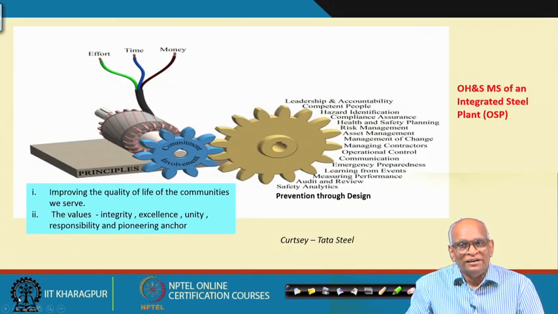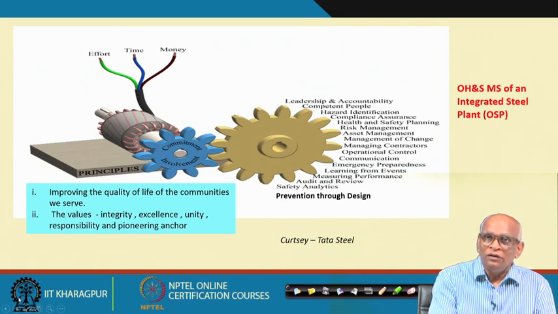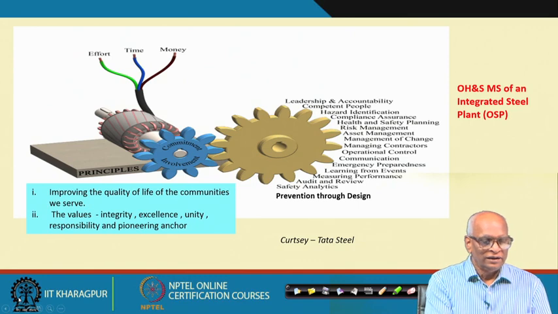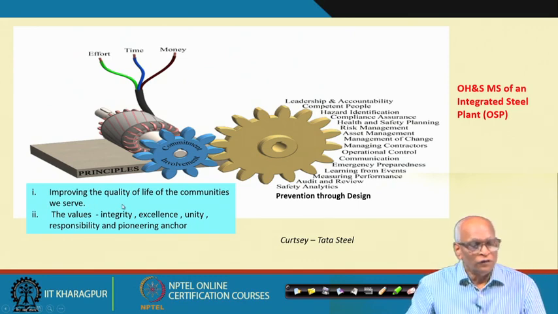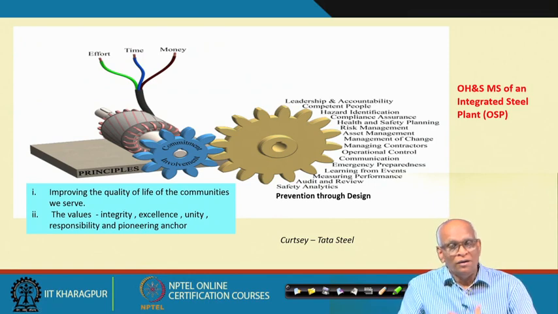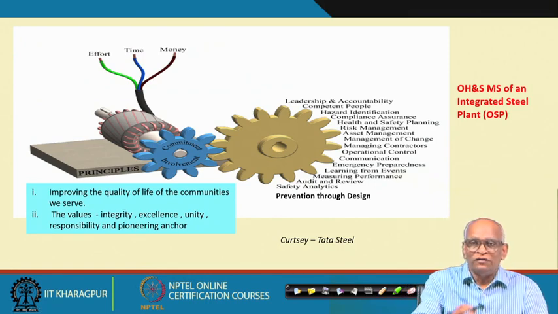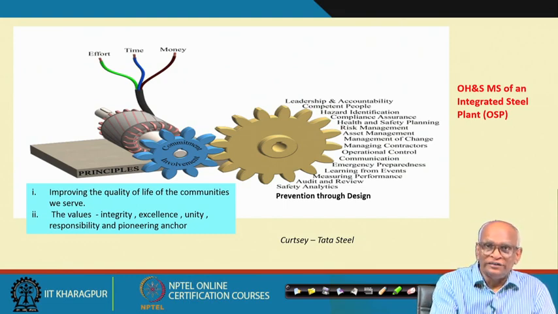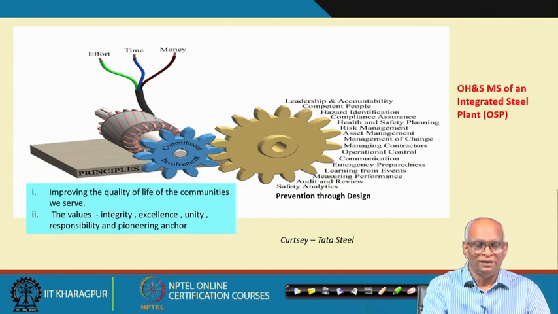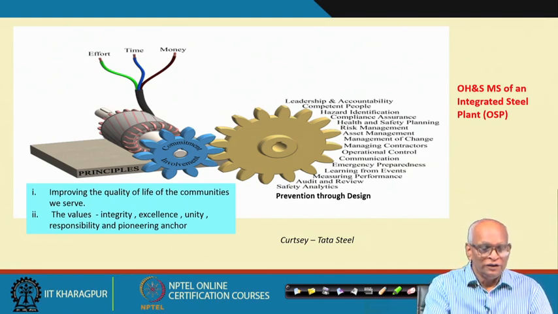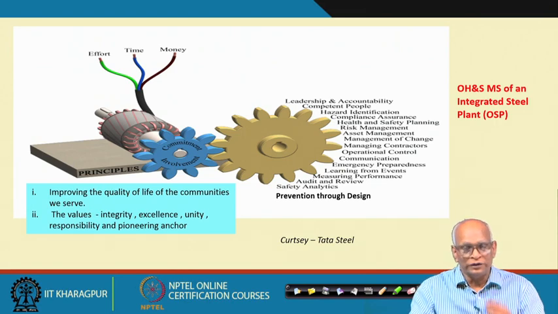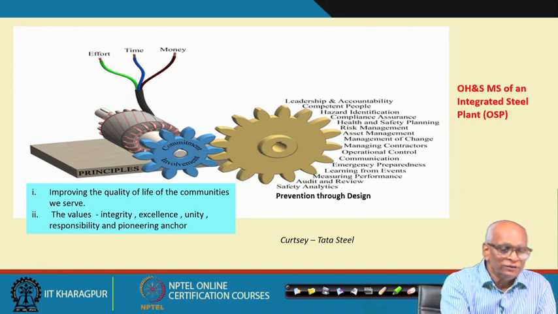How is it happening? In this organization, they have got strong fundamental principles, like improving the quality of life of all the communities we serve, not only our people, all the communities. That is one of the fundamental principles they have. They have got value systems, values like integrity, excellence. Whatever they do, they have to excel. Whatever they do, it should have integrity, unity, responsibility. Responsibility means whatever job people are doing, they have to take the ownership, the responsibility, the accountability. And pioneering, they have to help the whole world. They are the pioneers. This is called the principles.